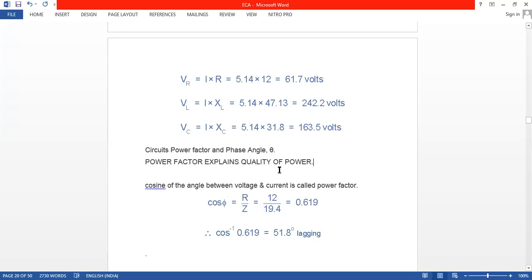So what is the use of power factor for common man understanding? Power factor explains the quality of power. All of you remember, in India, the power factor value cos theta is equal to 0.8. And when we study the next unit, we'll discuss regarding that. So in your house, you are getting the power, whether you are getting good quality of power or not.